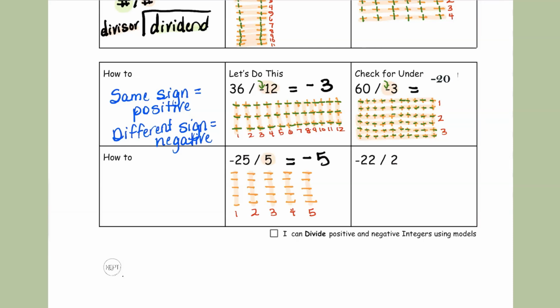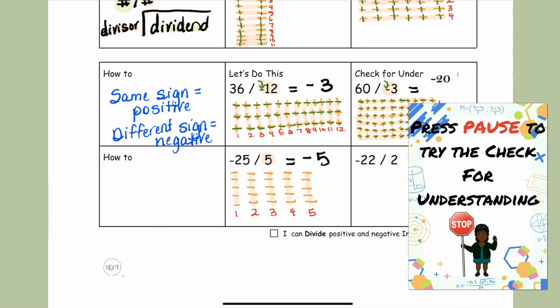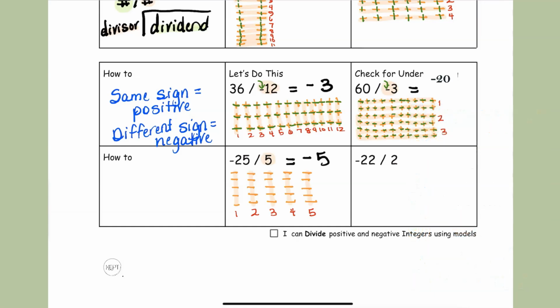Great job. Now go ahead and hit that pause and try this check for understanding. We start by drawing out 22 negative markers for our -22. And then we're going to separate that out into 2 groups. So like I said, usually I'll just kind of list them out one by one, knowing that I have 2 groups there, 1 and 2. So -22 divided by a +2 is -11.